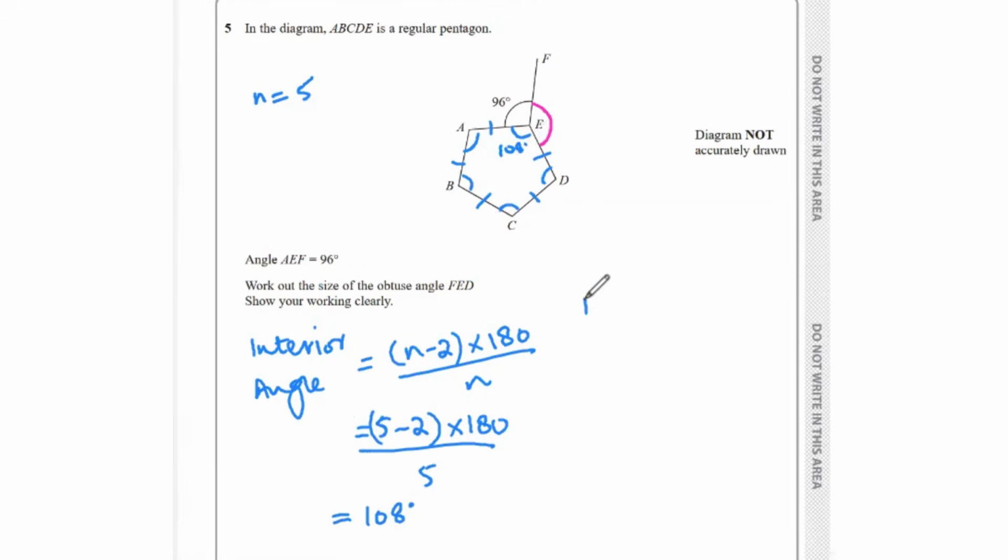So we can easily find FED now by subtracting 108 and 96 from 360, because once again, angles around a point equal 360. So that's going to give us 156 degrees. That is your answer. This is a very easy 4-mark question. Honestly, should have been 3 marks. But simple steps. You need to know the properties of a regular polygon. You need to know the formula for the interior angle and the sum of angles around a point.